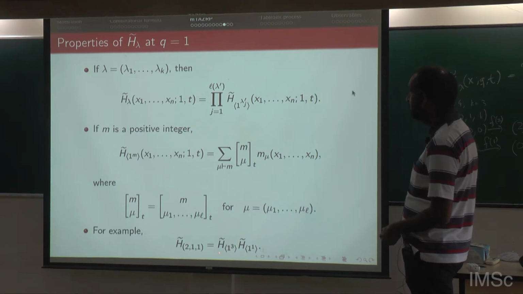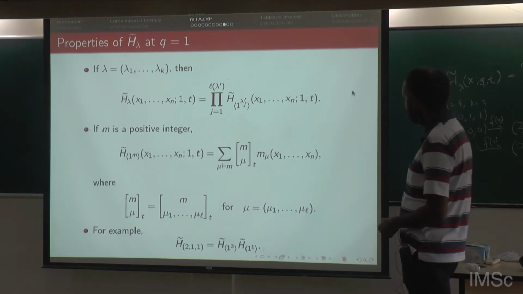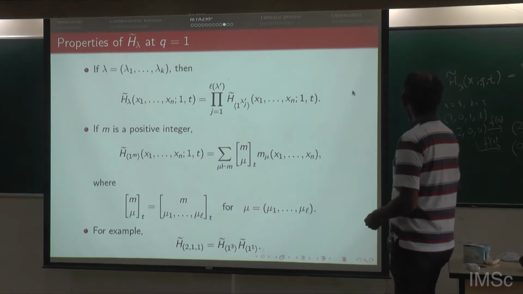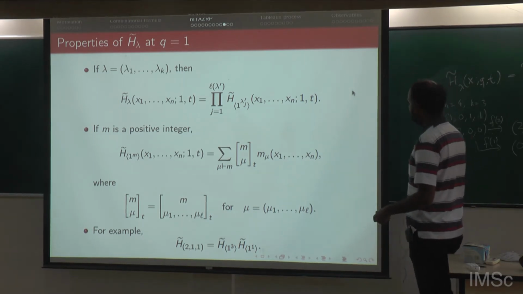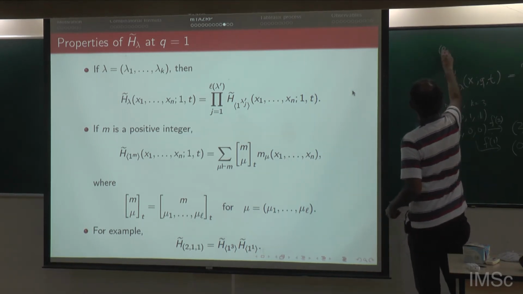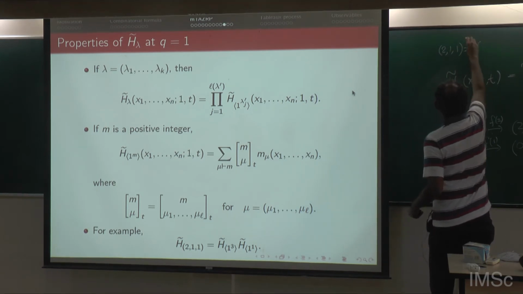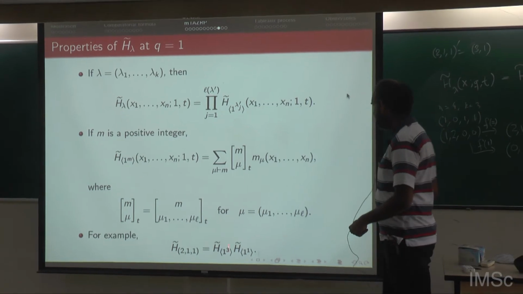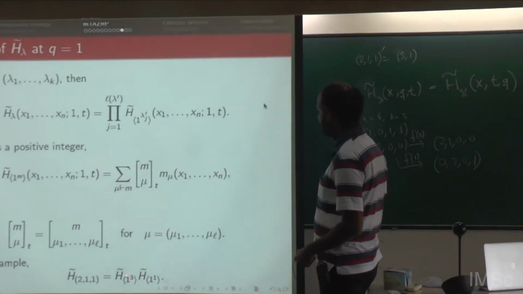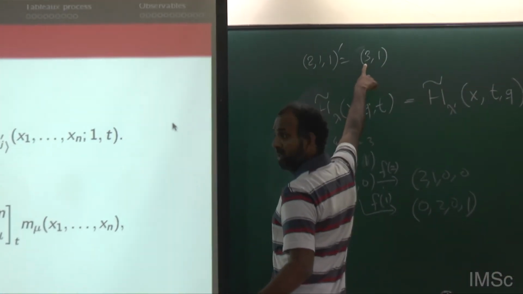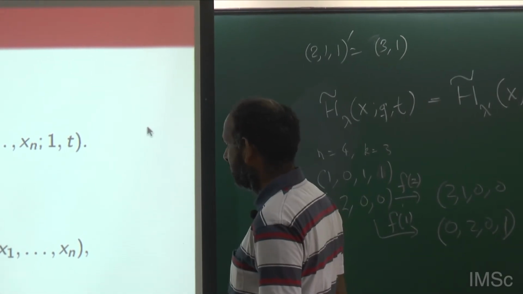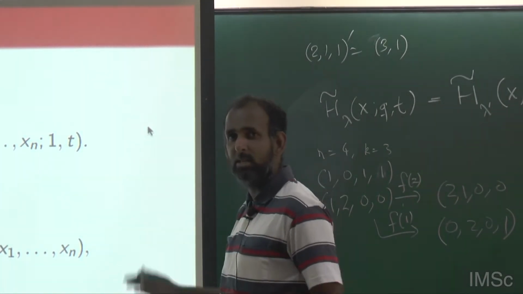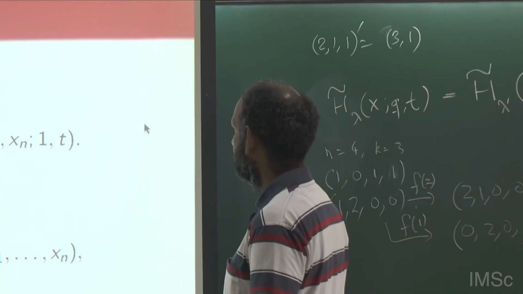So if I look at 2, 1, 1, my running example, the conjugate partition of 2, 1, 1 is 3, 1. And so you will get h tilde with 1 raised to power 3, and h tilde with 1 raised to 1. Okay, that's the general way this factorization goes.